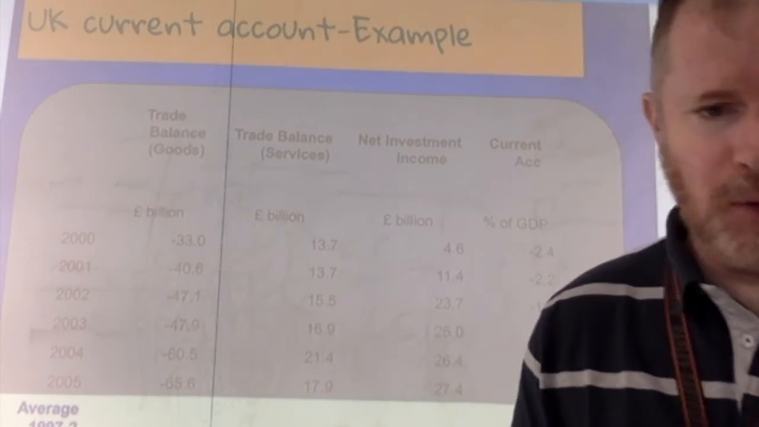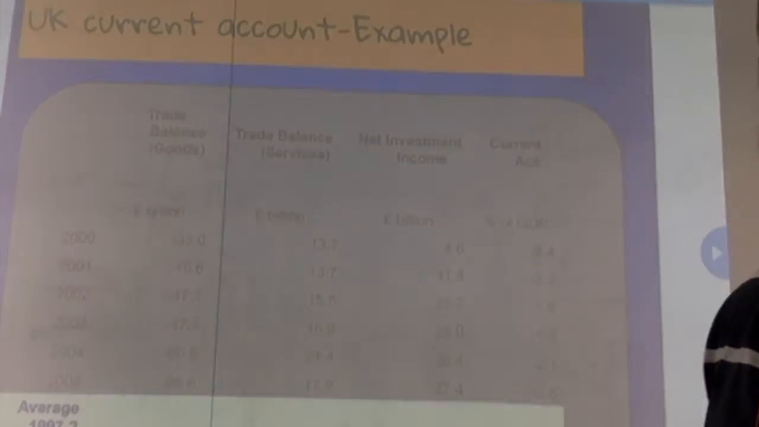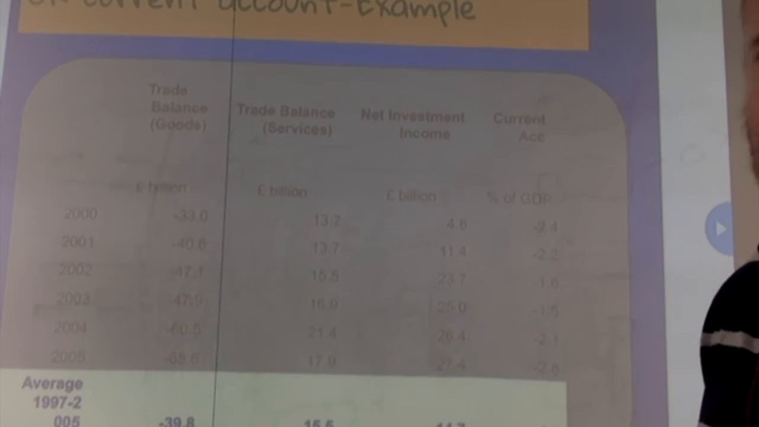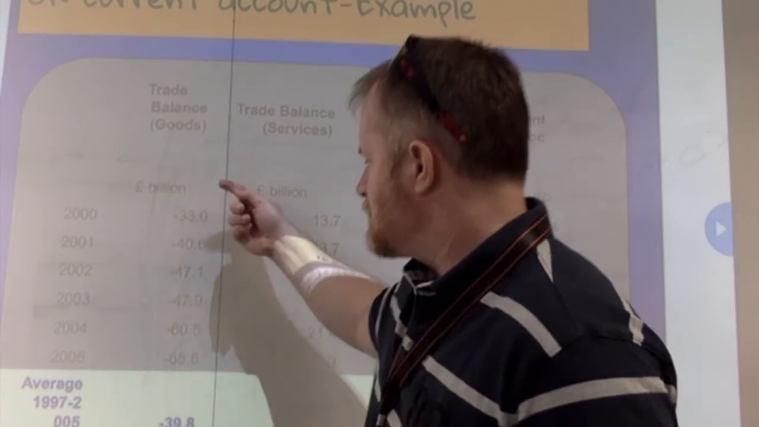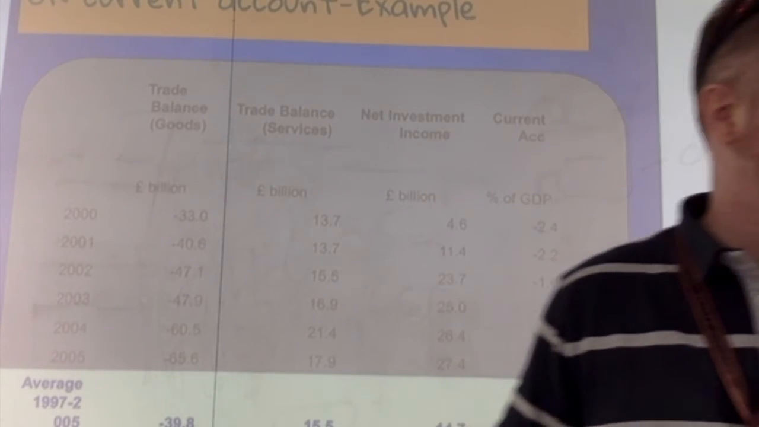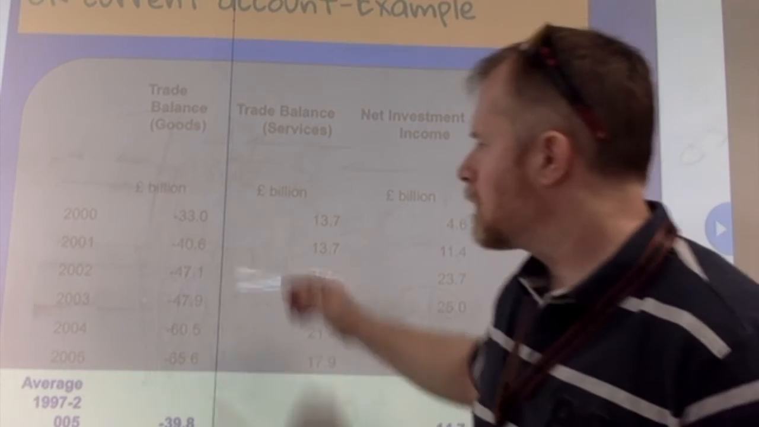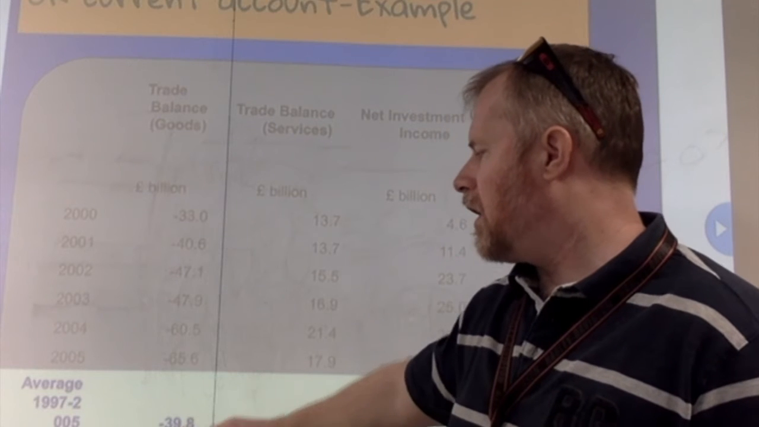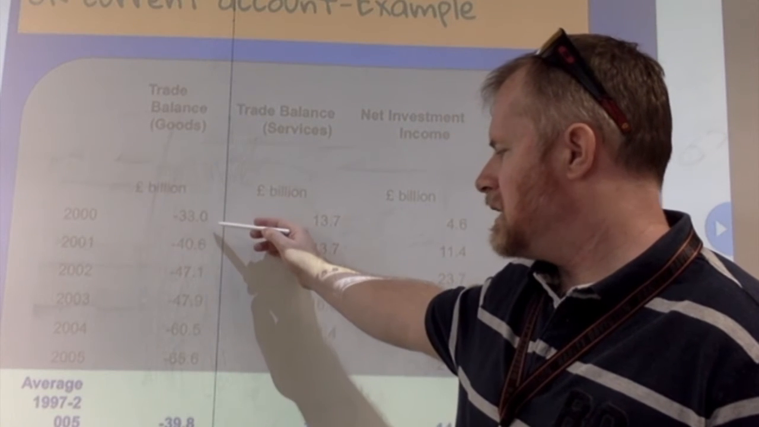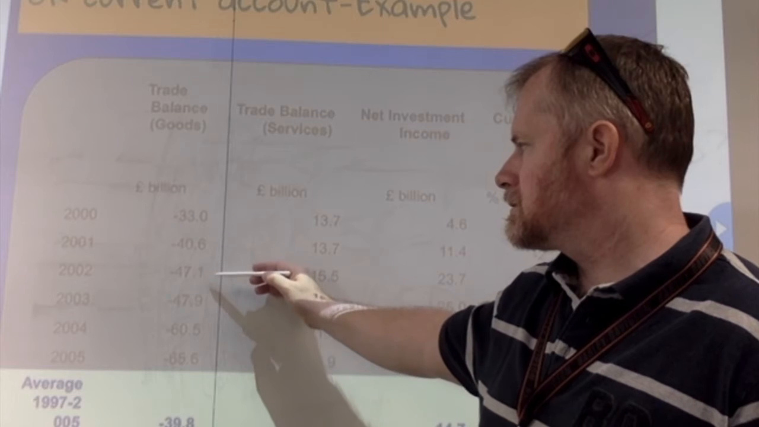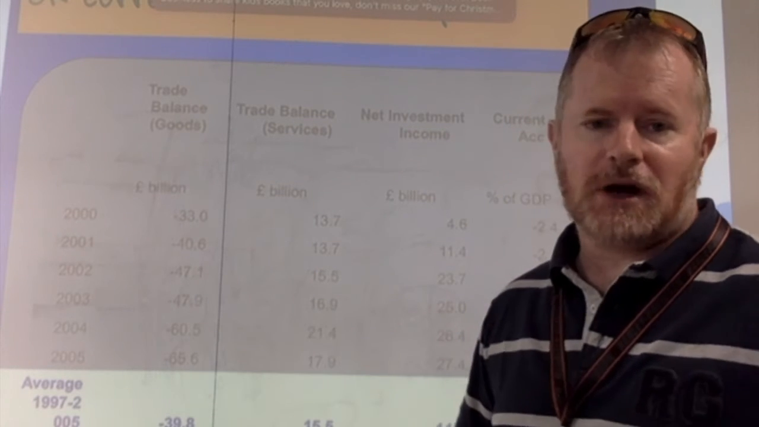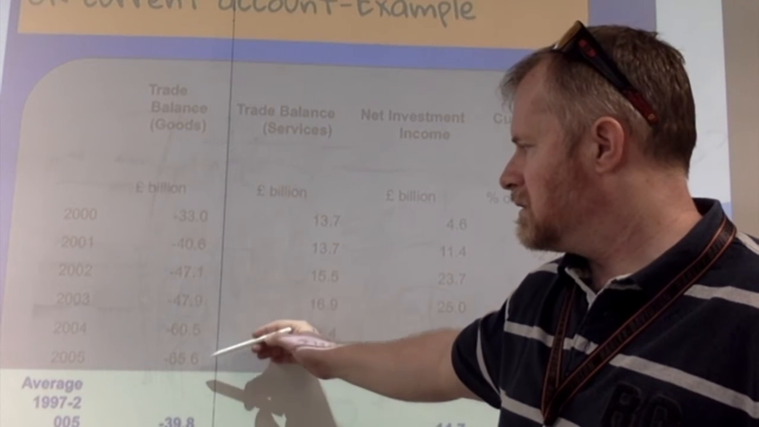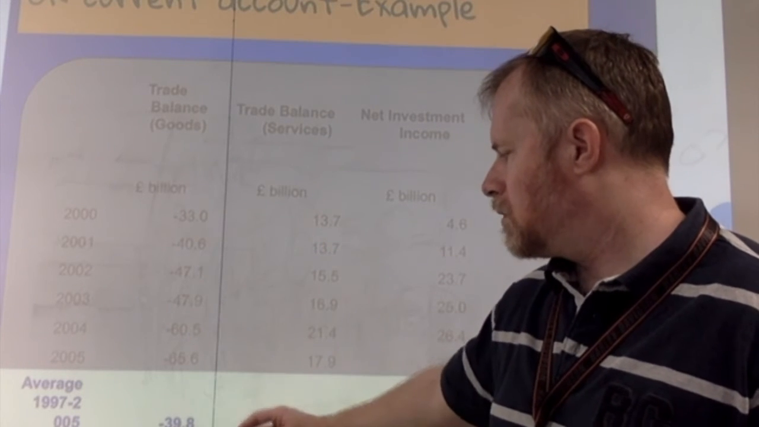Here's an example, case study wise. This is the UK, and it's not recent, current account. As we look at the data, it's only 2003 to 2005, and what we see here is the balance on trade. Negative, negative, negative, negative, negative. Overall average is negative.